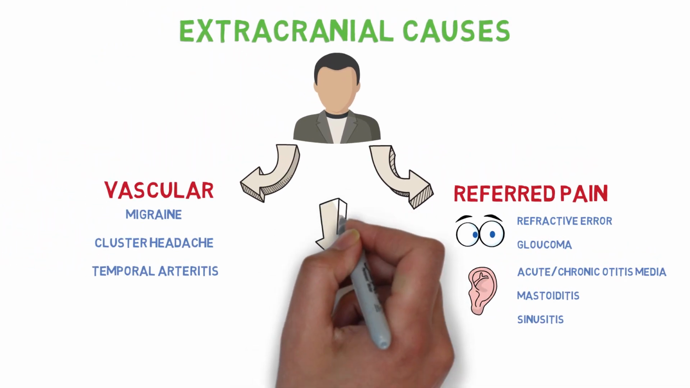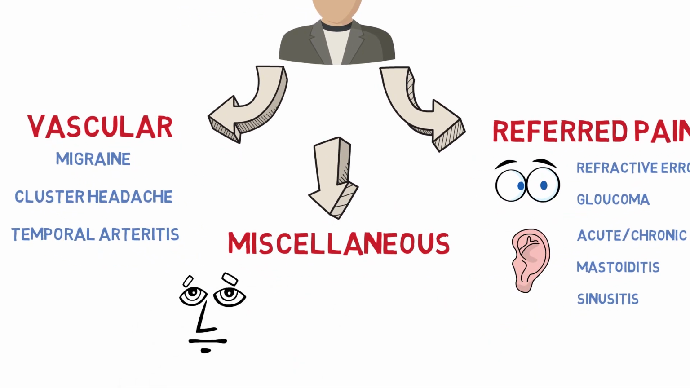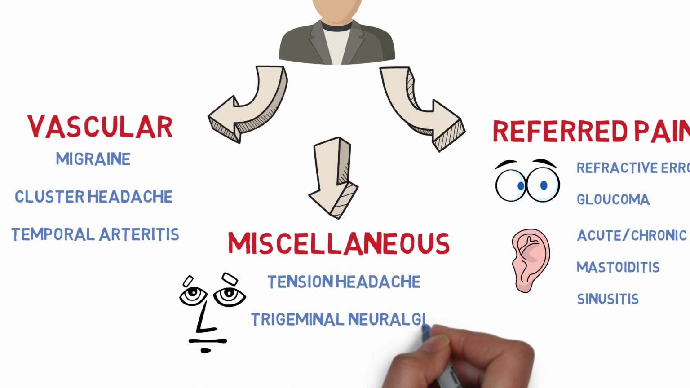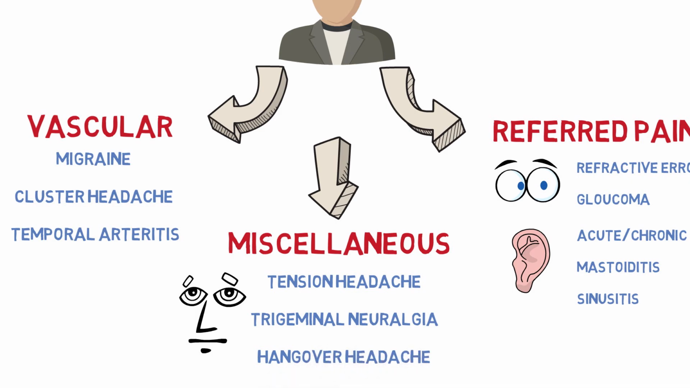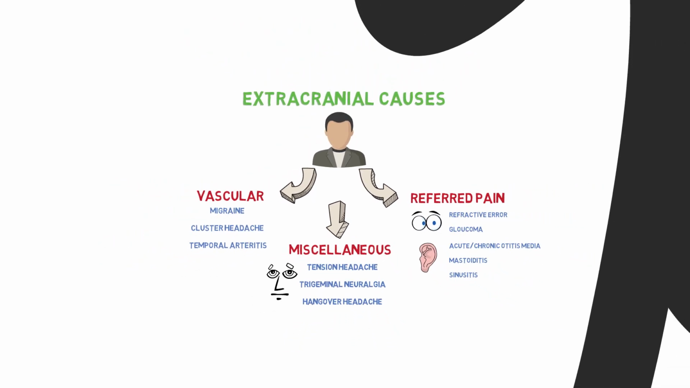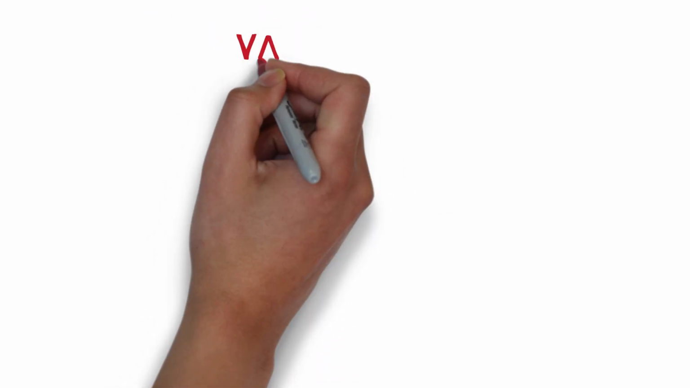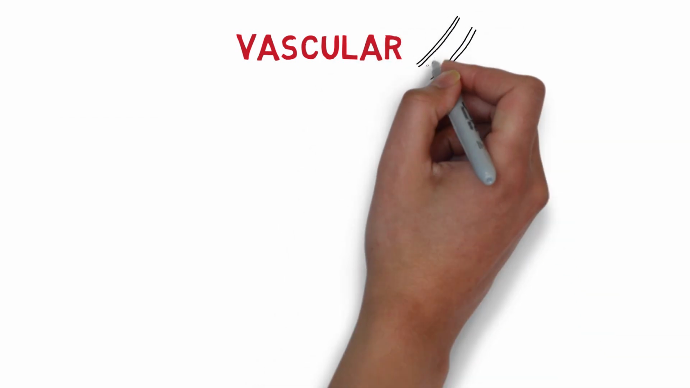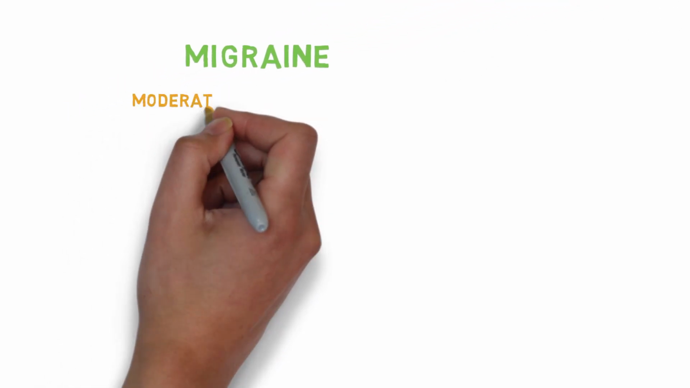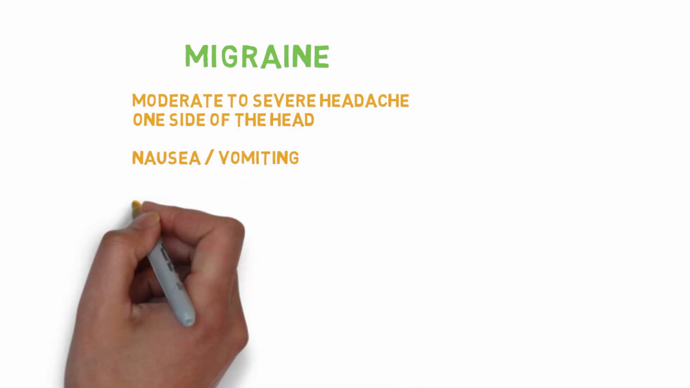And everyone's favorite category for the viva, miscellaneous, which includes tension headache, trigeminal neuralgia, hangover headache. So these are the extracranial causes. Let's discuss extracranial causes one by one. Starting with the vascular causes. Symptoms of migraine are moderate to severe headache, normally on one side of the head, nausea, vomiting, photophobia.